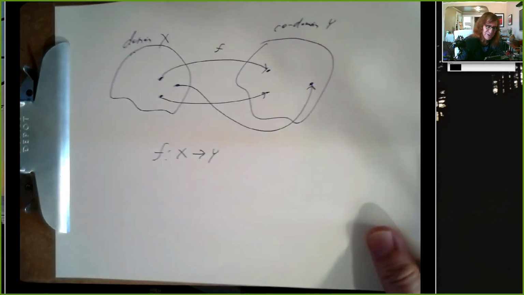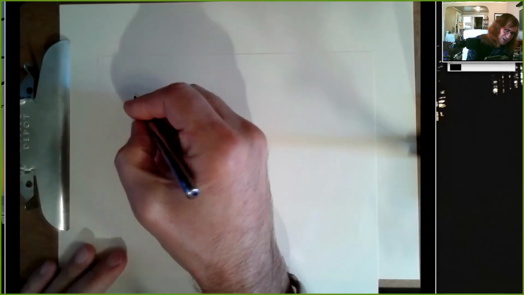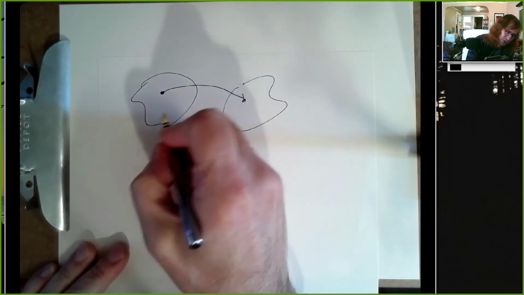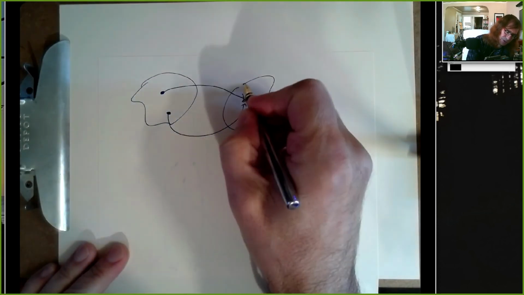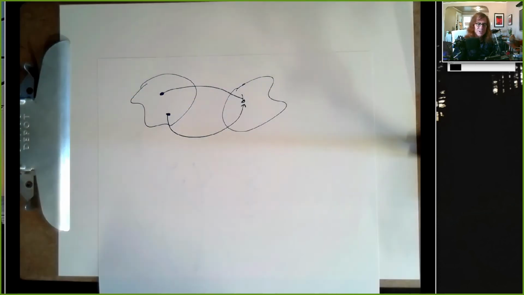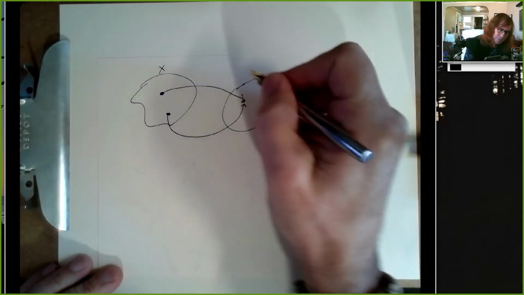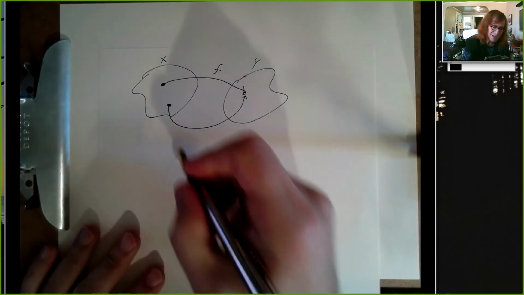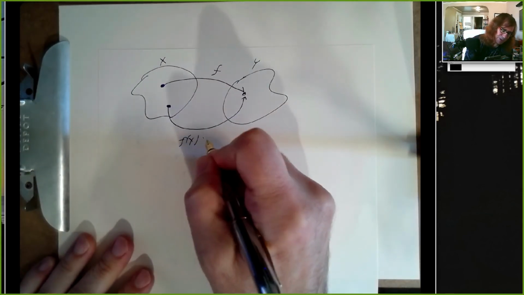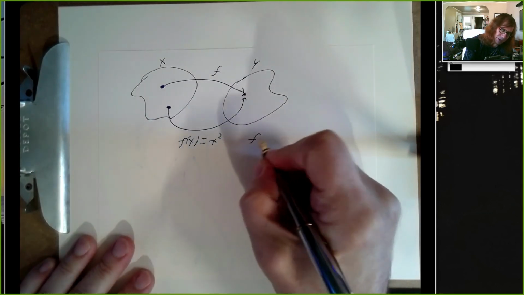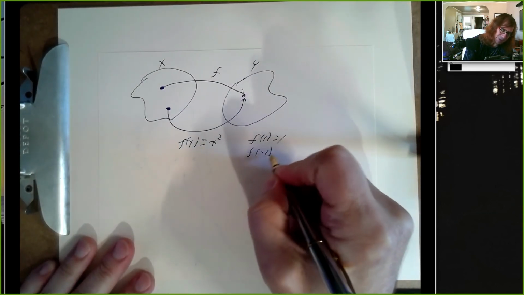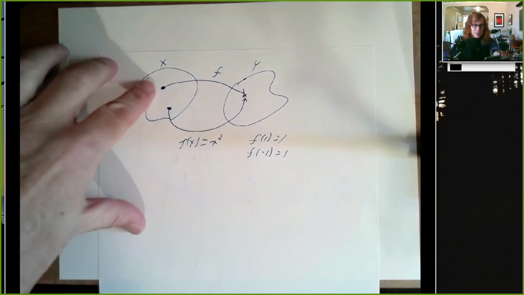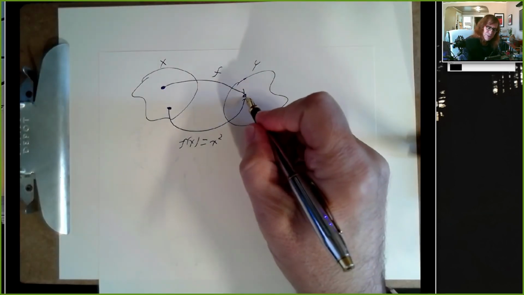And there are all kinds of pathologies available. You could have two different points going to the same point over in Y. That's perfectly fine. For example, f of x might be the function x squared. Well, f of 1 is equal to 1 and f of negative 1 is equal to 1. That's the kind of thing you're seeing in this picture here. Two different points, 1 and negative 1, both going to the same point 1. Still a function.